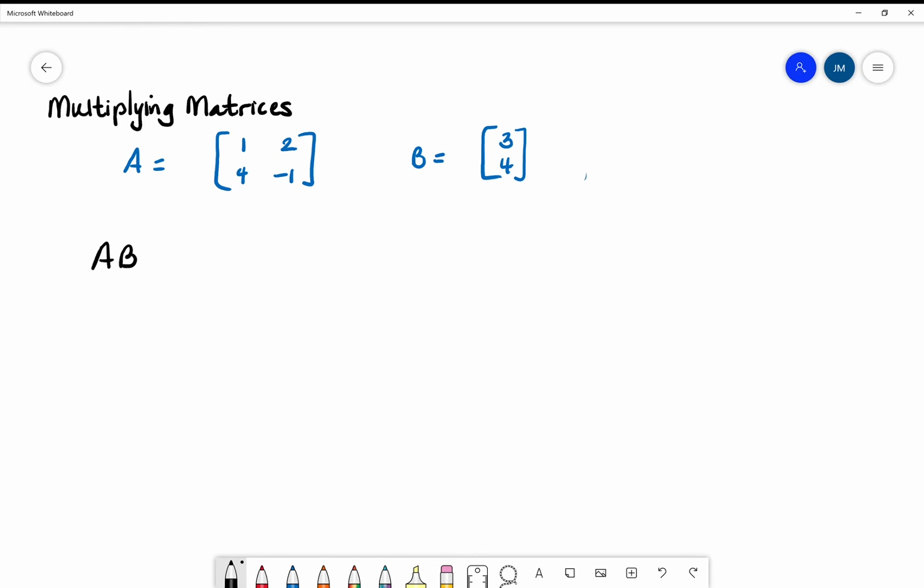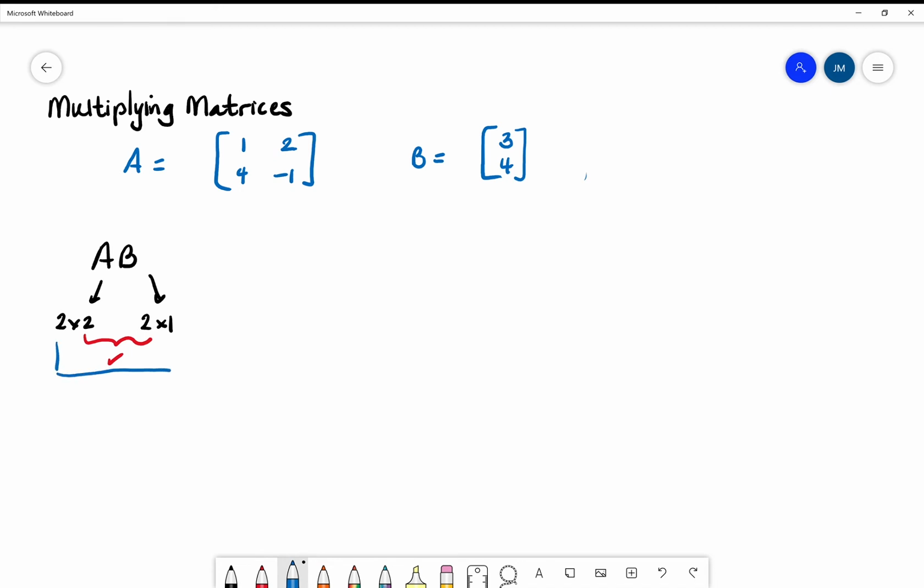which I'm just going to write as AB. And we first have to look at the dimension of each matrix to make sure that we can multiply the matrices. So it's possible for two matrices to not be able to be multiplied together. Okay, so A is a 2 by 2, because A is 2 rows and 2 columns, and B is 2 rows and 1 column. So the number of columns in A has to equal the number of rows in B.